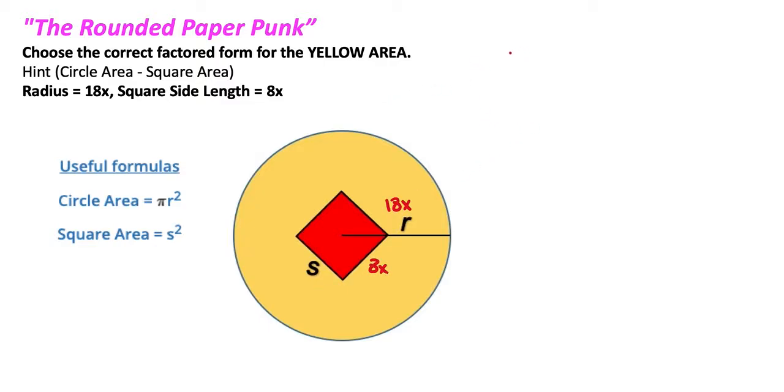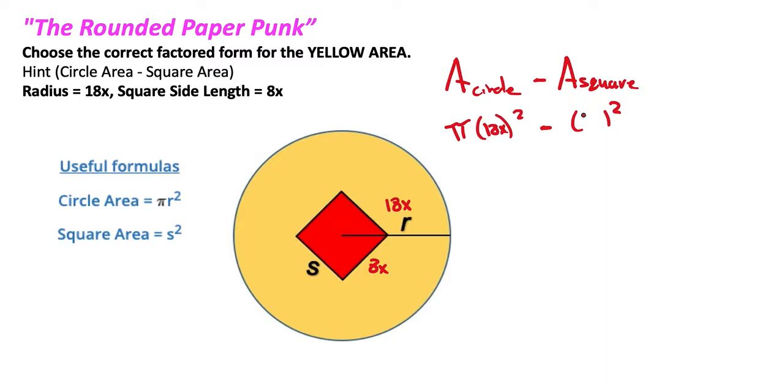So basically what we got to do is the area of the circle minus the area of the square. We're going to use pi r squared for the circle area and then s squared for the square area. Area of a circle is pi r squared. So what is the radius? The radius is 18x, so we're going to put 18x right there. Pi r squared, minus the area of a square. Area of a square is s squared, and the side length is 8x.